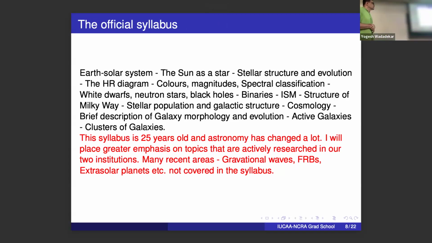So here's the official syllabus. Earth, solar system, the sun as a star, stellar structure and evolution, the HR diagram, color, magnitude, spectral classification, then the end states of stars, white dwarfs, neutron stars, and black holes, binary stars, the interstellar medium or ISM, structure of the Milky Way, stellar populations and galactic structure, cosmology, brief description of galaxy morphology and evolution, active galaxies and clusters of galaxies.